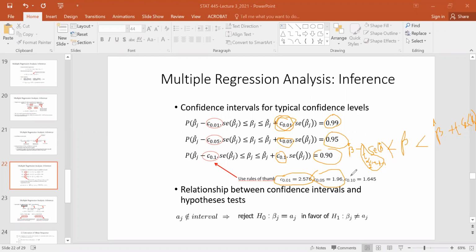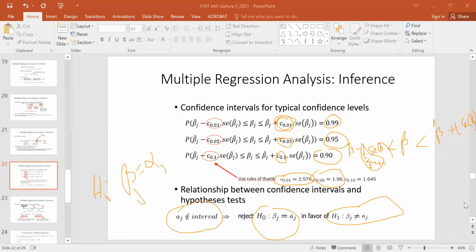Remember, the higher the significance level, the smaller the number. Now, there's something interesting here. You will learn that if I hypothesize H naught that beta j is equal to alpha j, and alpha j does not belong to the confidence interval, then I have to reject H naught in favor of H1.